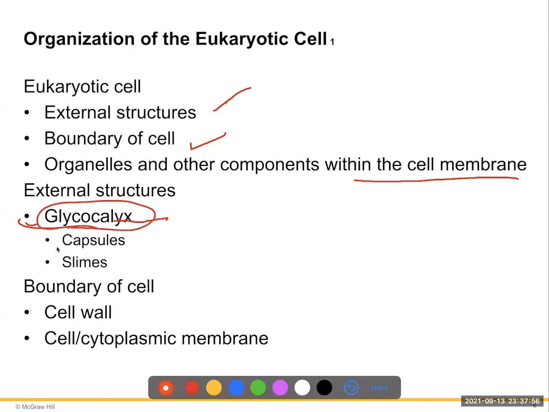Okay, and that allows cells to connect with one another. There's two types. There's capsules we talked about, and there's slime. Remember the two types? One was the capsule, which is all over, and the slime kind of oozed out over the cell. Last chat, we talked about that. The boundary of the cell is a cell wall and a cell membrane. Those would hold your cells together, different from the external cellular environment.